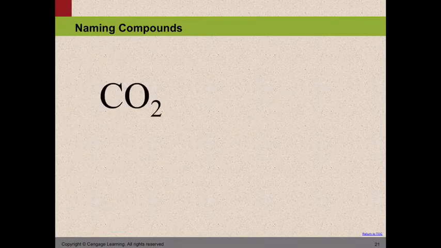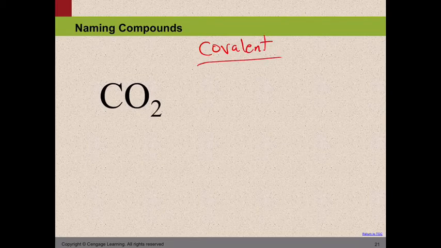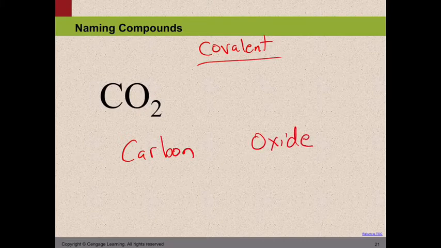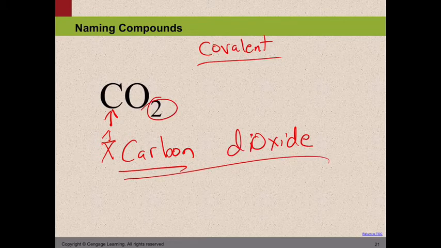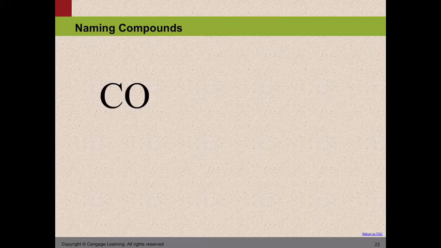Problem 1, CO2. Now we're going to go ahead and tell you, remember these are all covalent. Since it's covalent, all I have to do is remember this is carbon, this is oxide. How many carbons are there? Well, there's 1. We do not use mono, so carbon's done. How many is this? 2. 2 is di, so we put dioxide. And the name of that is carbon dioxide. That's as difficult as it is right there. Carbon dioxide. Okay, you try this one real quick.